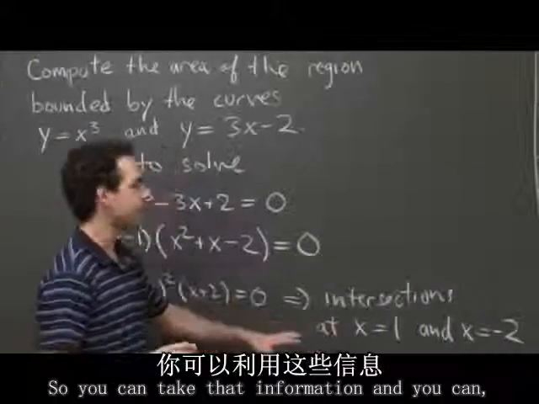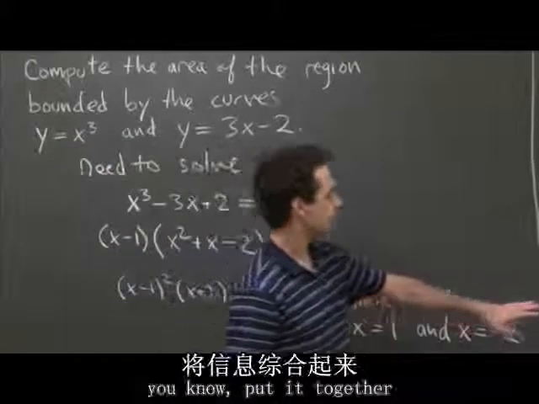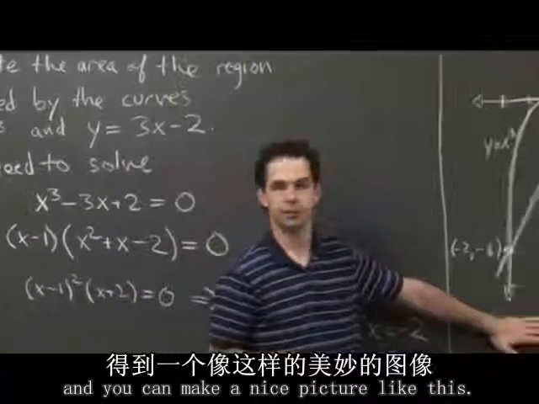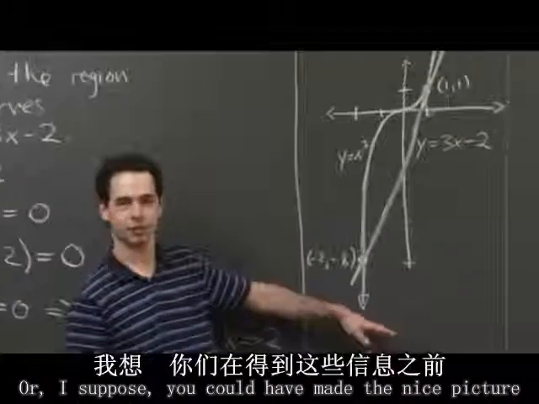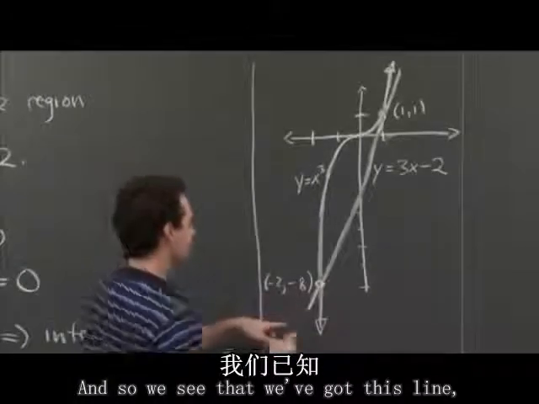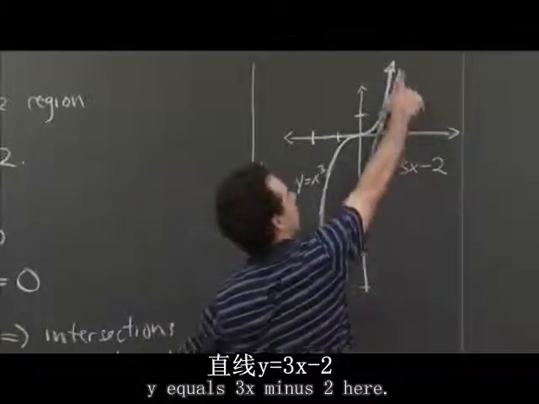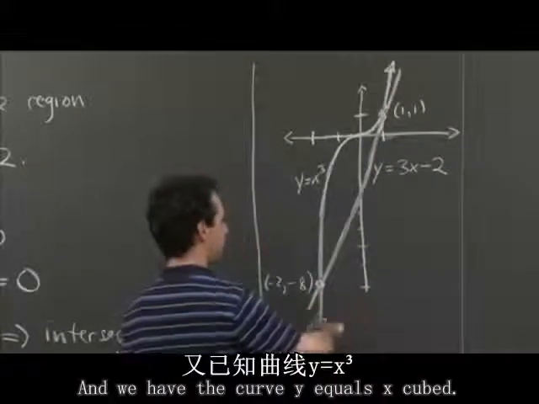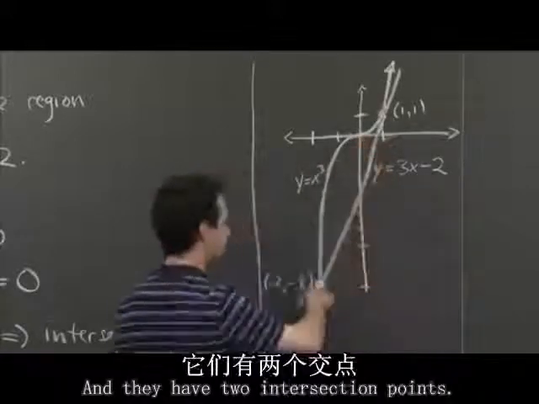So you can take that information and put it together and make a nice picture like this. Or I suppose you could have made the nice picture before you had that information. And so we see that we've got this line, y equals 3x minus 2, and we have the curve y equals x cubed. And they have two intersection points.